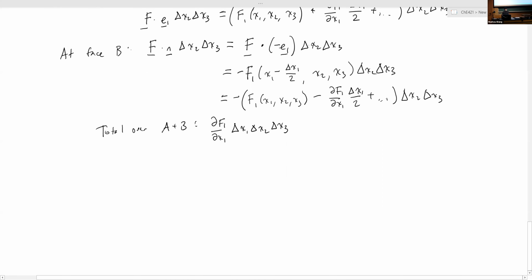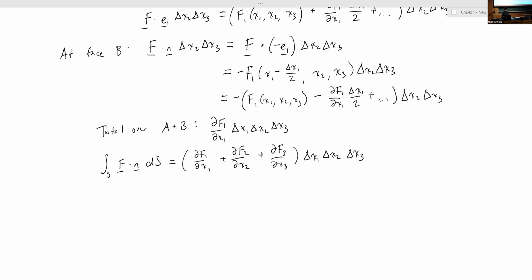Okay, and so I'm not going to do the other 4 faces of the cube. You guys will get really bored if I did that. What I'll just tell you is that the total flux then looks like this. Sorry, that's a delta x1. And hopefully you'll believe me that the calculation is essentially the same over the other 4 faces as well.